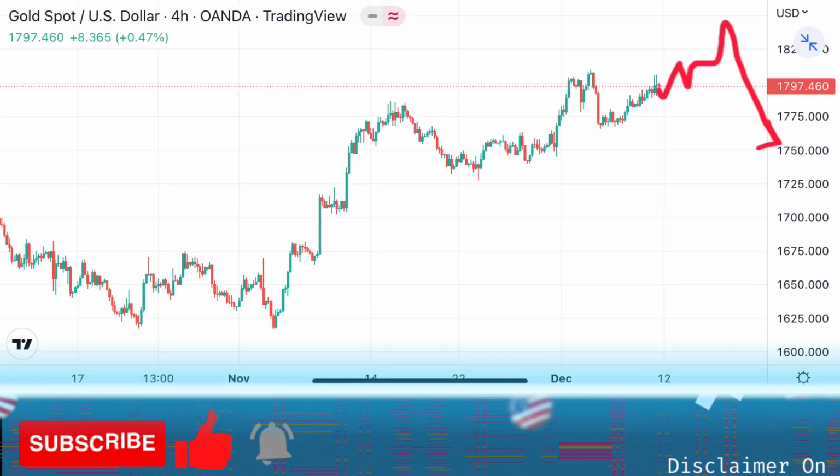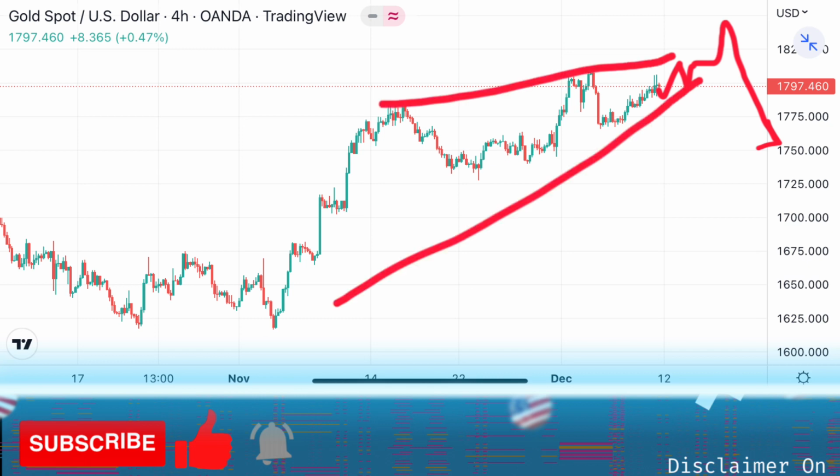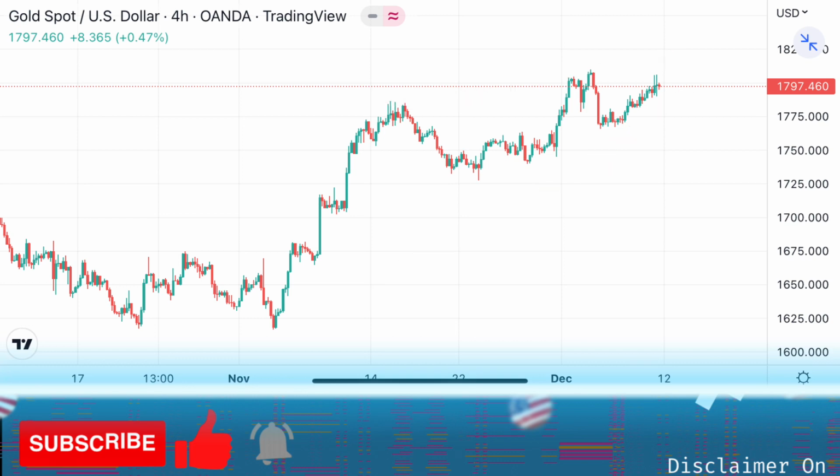So, what's next for gold? It looks like gold will break the double top again and start to correct. I personally will go bearish if gold breaks the diagonal pattern. So yes, gold bias is to the downside.